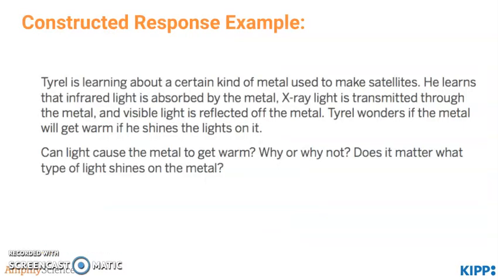Now let's try a constructed response. The constructed response says Tyrell is learning about a certain kind of metal used to make satellites. He learns that infrared light is absorbed by the metal, X-ray light is transmitted through the metal, and visible light is reflected off the metal. Tyrell wonders if the metal will get warm if he shines the light on it. Can light cause the metal to get warm? Why or why not? Does it matter what type of light shines on the metal? Please pause the video to complete the question and resume when you are finished.